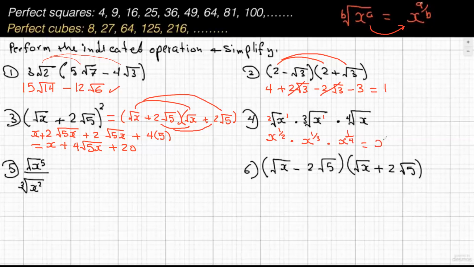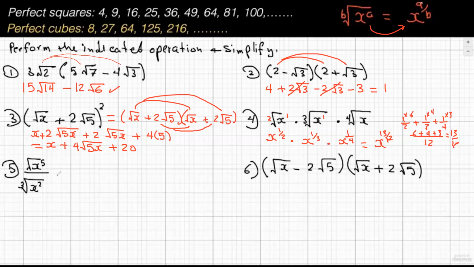And this will give me x to the power of, I'm just going to take the 1/2 plus the 1/3 plus 1/4, and I'm going to do the operation right here. The common denominator here is 12. 12 divided by 2 is 6, so I multiply the 1 by 6. Plus 12 divided by 3 is 4, so I multiply the 1 by 4, so you get 4. And 12 divided by 4 is 3, so you multiply the 1 by 3. And 6 plus 4 is 10, 10 plus 3 is 13. So that's 13 over 12. So it's x to the power of 13 over 12.